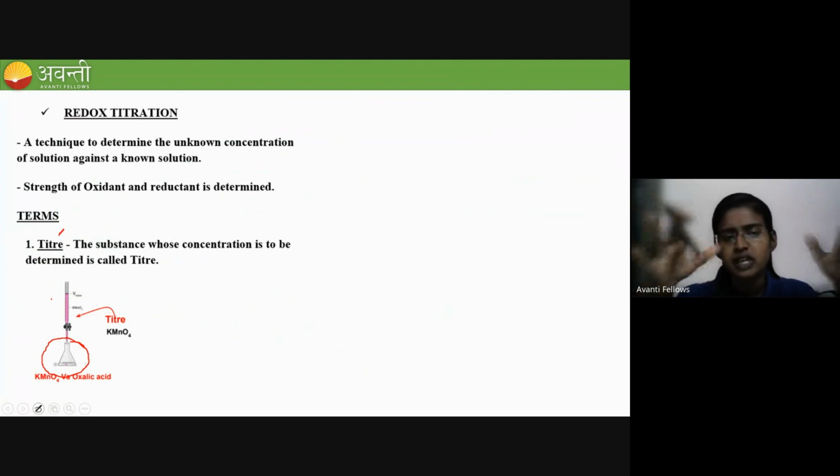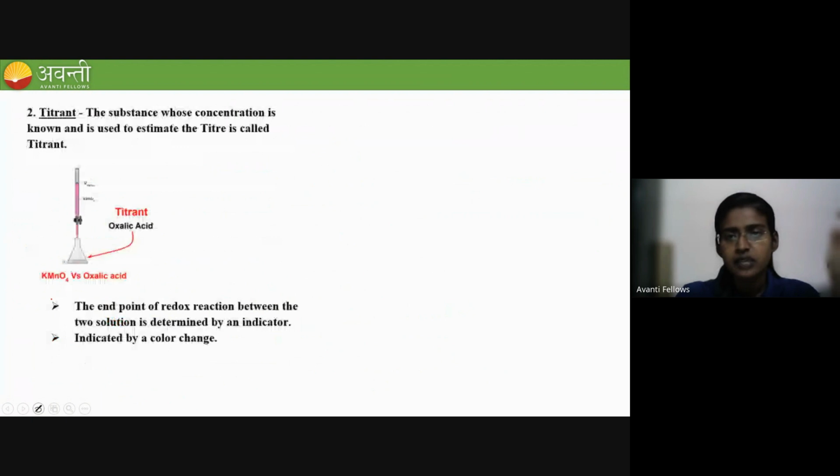All these things are related to your practical chemistry. You will be doing this in your labs. Those reactions are redox titrations. So we have a titer, and then we have a titrant. The one present inside the conical flask is called the titrant. So oxalic acid is the titrant and KMnO4 is the titer. The titrant is the substance whose concentration is known. We already know the concentration of oxalic acid, and it is used to determine the concentration of the KMnO4. So we call this reaction the KMnO4 versus oxalic acid titration.